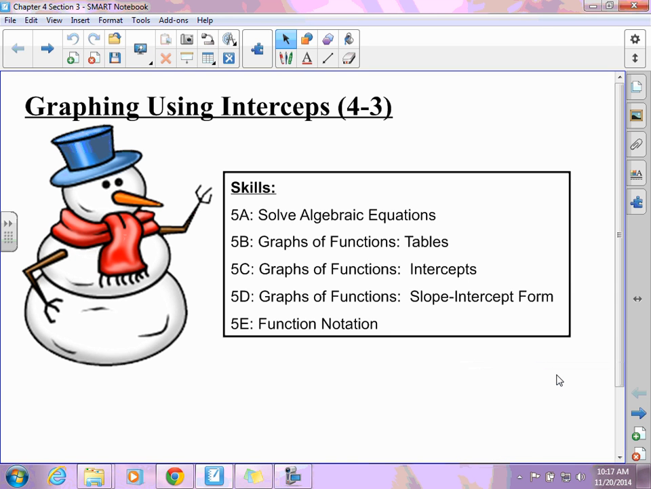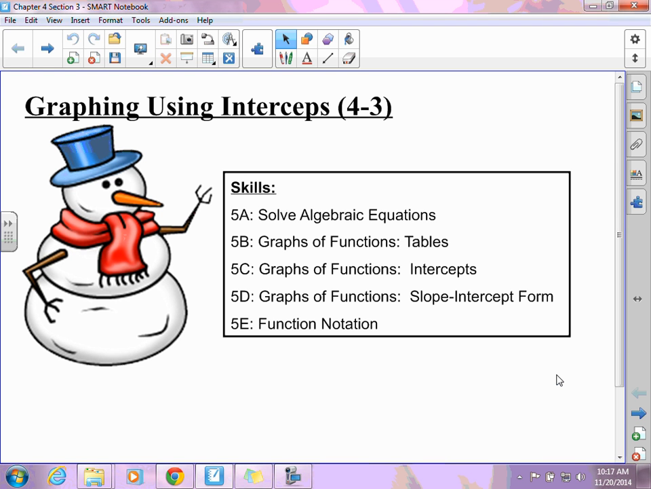Today what we're going to do is section 4.3. So it's chapter 4, section 3. We're graphing using intercepts. So the past couple of weeks, we solved algebraic equations. So we solved for x. We graphed functions using tables. So we made those tables. We solved for y. We plugged it in. That was section 4.2. And now we're moving to 4.3, which is intercepts.